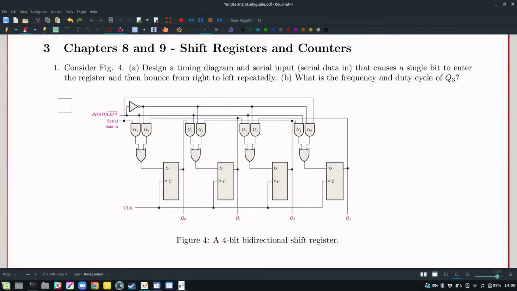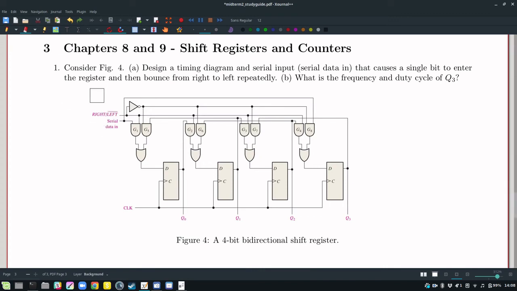Moving on to section 3, chapters 8 and 9, shift registers and counters. The question is, for this 4-bit bidirectional shift register, design a timing diagram and serial input for serial data in line that causes a single bit to enter the register and then bounce from right to left repeatedly. What is the frequency and duty cycle of Q3?